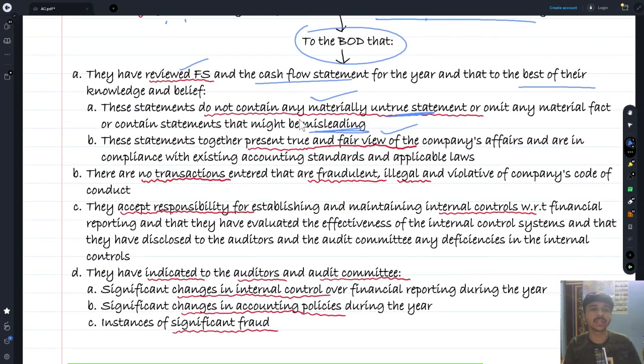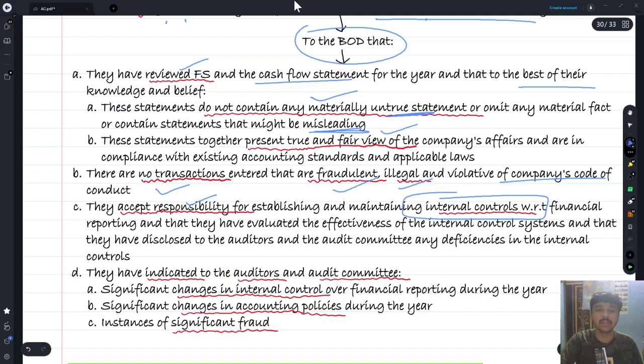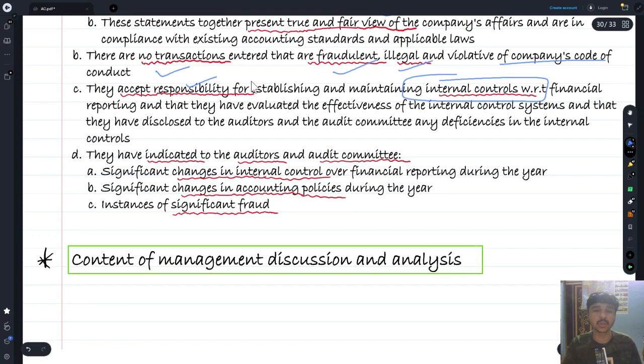Second thing they are going to certify is there are no transactions which are fraudulent, illegal, or violative of the company's code of conduct. Also, they accept the responsibility for establishing and maintaining the internal controls. And if they feel that their internal controls had certain issues or deficiencies, then they have indicated to the auditors or to the audit committee changes in internal control, changes in accounting policies, and significant fraud instances.